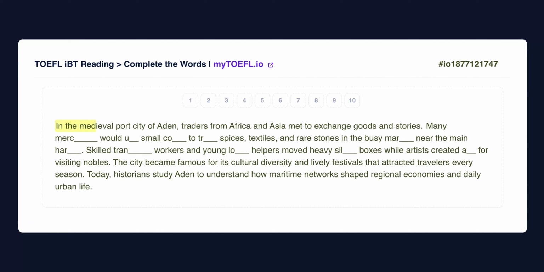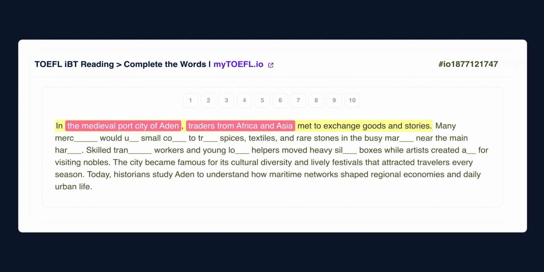In the medieval port city of Aden, traders from Africa and Asia met to exchange goods and stories. This opening sentence is packed with important information. First, it tells us where and when the story takes place. The medieval port city of Aden. This immediately creates a historical and geographical setting. It also introduces the main characters, traders from Africa and Asia, and explains their primary activity. They met to exchange goods and stories. Knowing that the paragraph is about historical trade in a port city will be a huge help when we need to figure out the missing words later on.